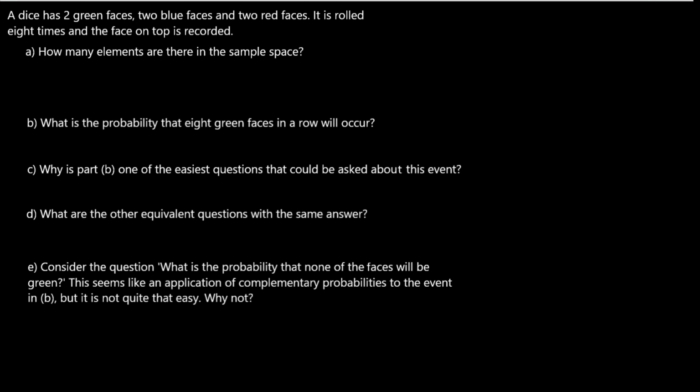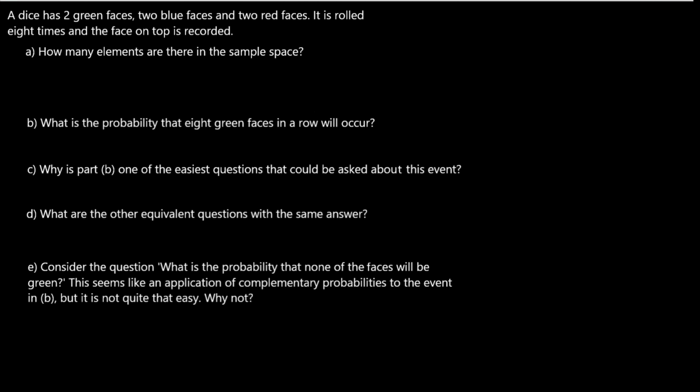Let's read it together. A dice has 2 green faces, 2 blue faces, and 2 red faces. It is rolled 8 times and the face on top is recorded. How many elements are there in the sample space? So just remember, elements refers to a result, and sample space is the collection of all the results.